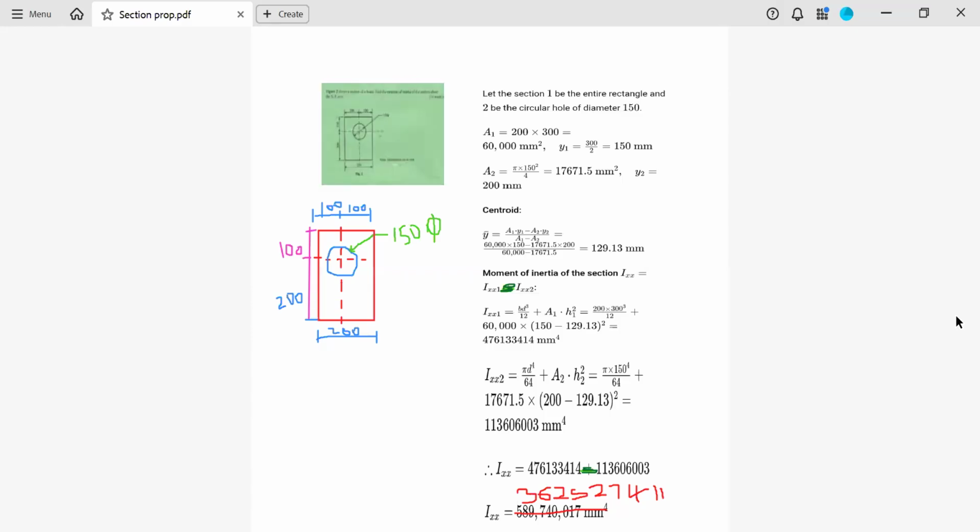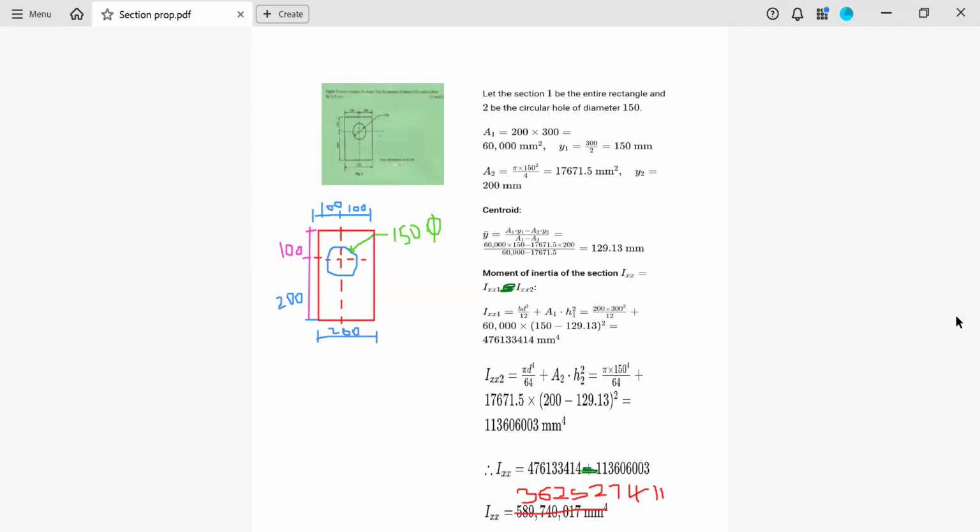Hello guys, welcome to today's tutorial where we want to determine the moment of inertia about XX of our section shown on the left hand side. The section is a composite section. It consists of a rectangle which measures 200 by 300 and then it has a circular hole of diameter 150 millimeter. All dimensions are given in millimeter.